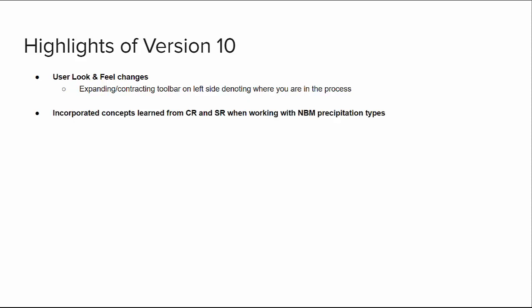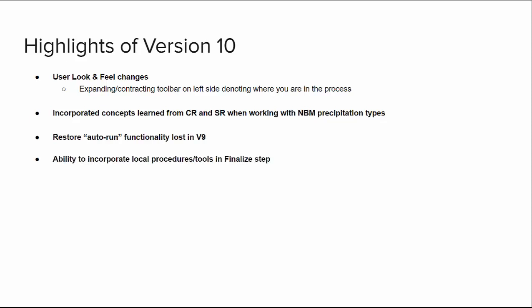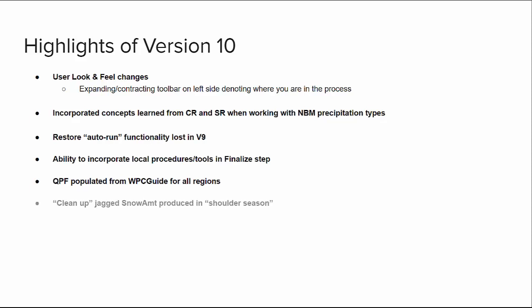We've also incorporated some concepts learned from Central Region and Southern Region when working with the MBM precipitation types. Back in version 9, we lost the auto-run functionality, and that has been restored with version 10. A frequent request has been the ability to add some local procedures and tools to the finalize step, and so we've added that ability. Something that's been happening over time is that regions have been populating QPF from WPC Guide, so that has been added to version 10 as the default.